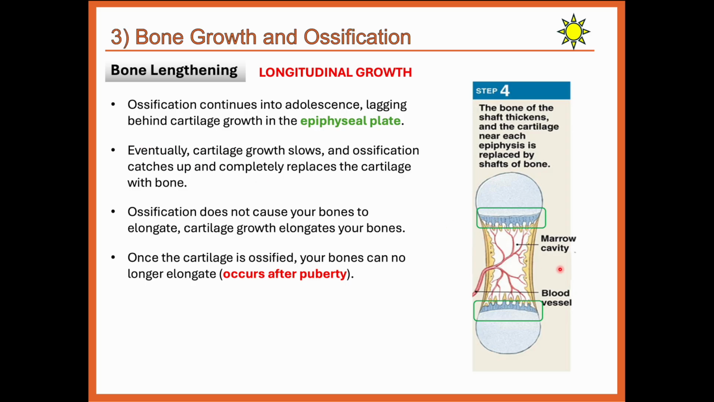And eventually, this cartilage at the end of puberty will slow down, and the ossification over here of bone will start breaking down the cartilage and turning it into the bone, right? And so ossification does not cause your bone to elongate. It's really this cartilage that allows you to grow. So basically what happens, right, is that we stop growing because this cartilage gets turned into bone. Once the cartilage is ossified, your bones can no longer grow.